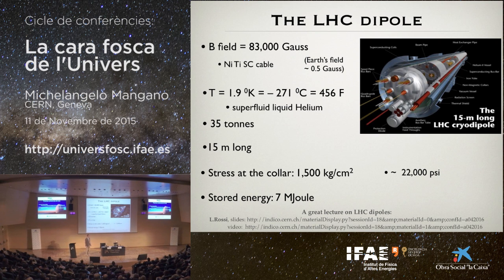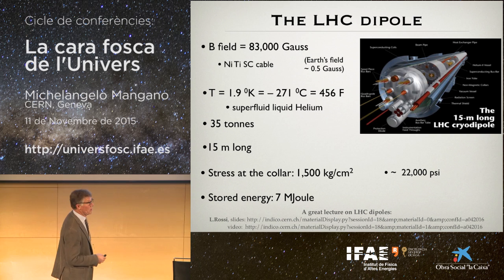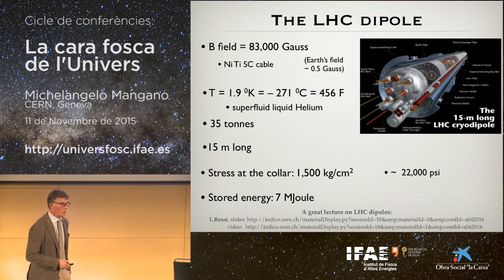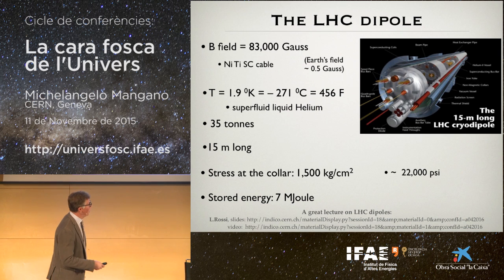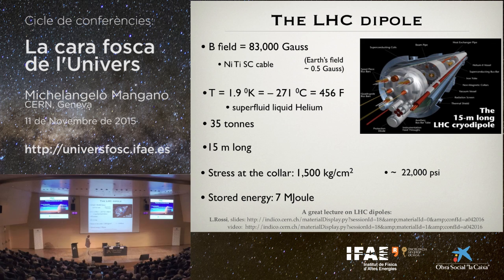So these objects are the most amazing thing you can imagine in terms of technology. They have a field which is almost 150,000 times stronger than the magnetic field of the Earth. So you want to make sure you don't get close to it. Otherwise, your watch would be ripped away from your hand. It's built out of superconducting niobium titanium cable. It's superconducting, so it operates at a temperature which is close to absolute zero, 271 degrees below freezing temperature.